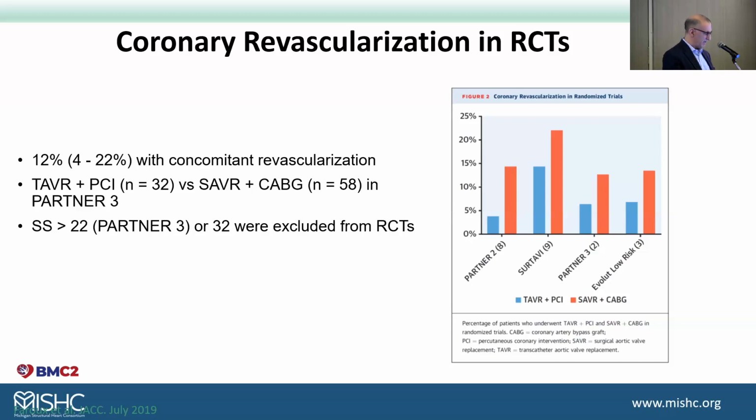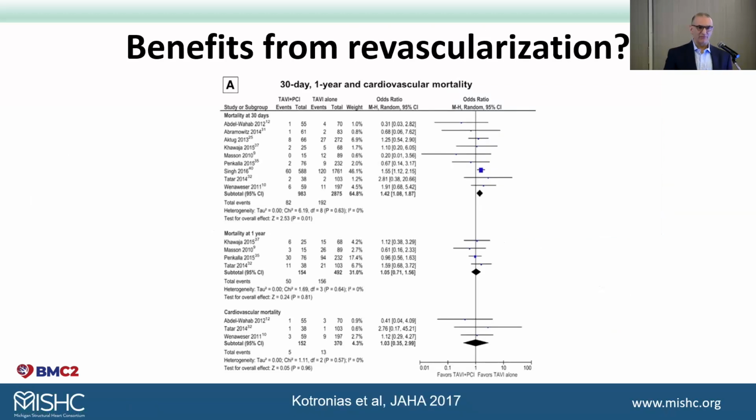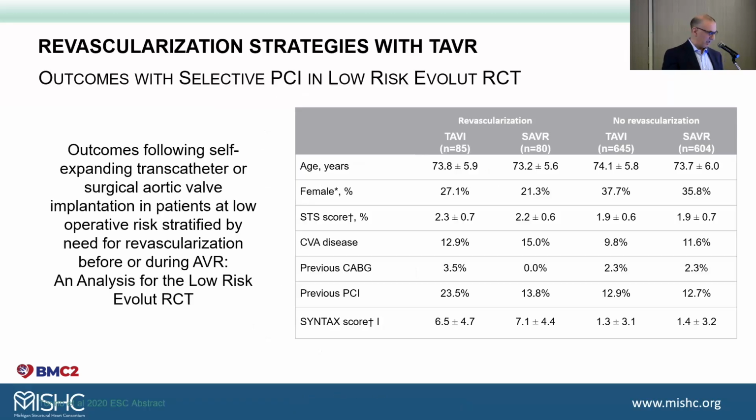TAVR plus PCI versus TAVR plus CABG in PARTNER 3, 58 versus 32. So again, not very robust data. And if you look at benefits from revascularization over a plethora of studies, the big diamond on the bottom is right in the middle. And I am not a meta-analysis expert like Hitinder here, but this to me was very, very eye-opening. There are a variety of revascularization strategies, and I'm not going to belabor this too long.